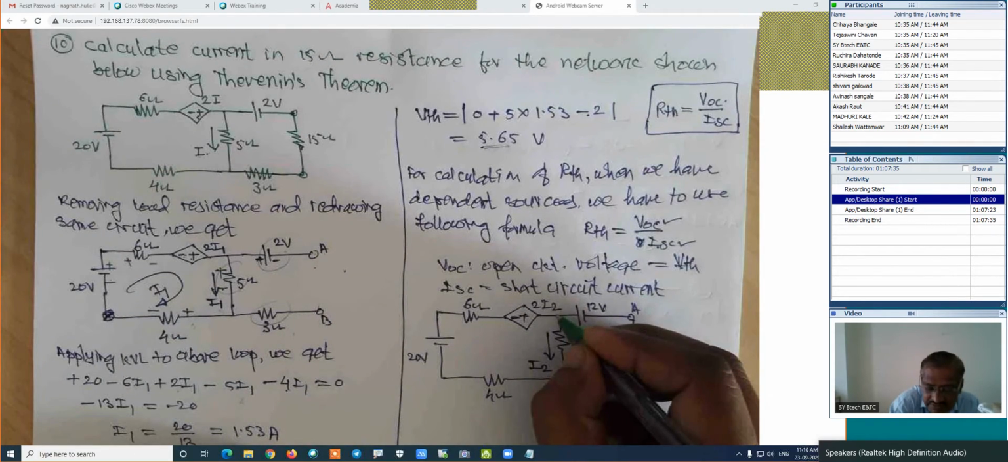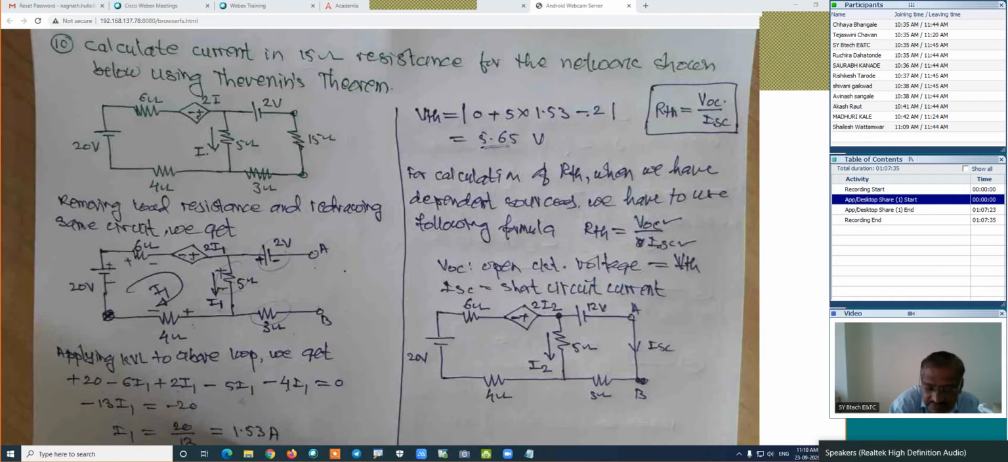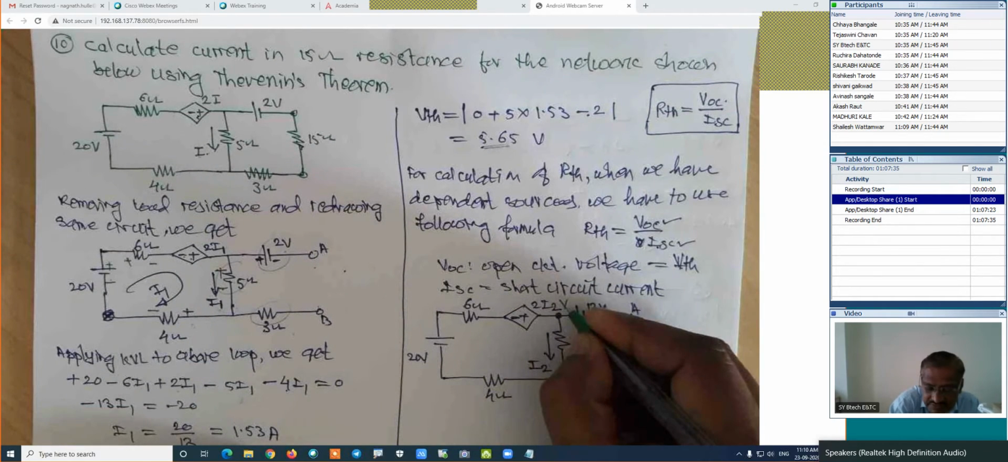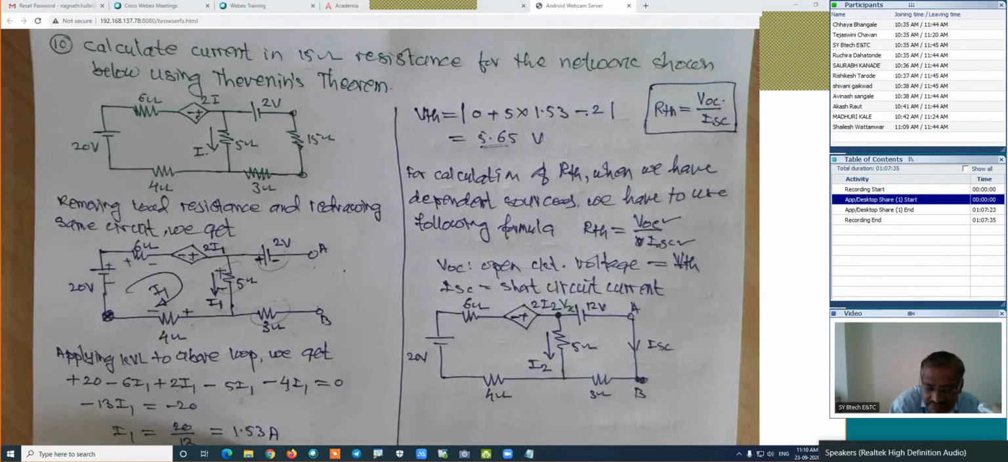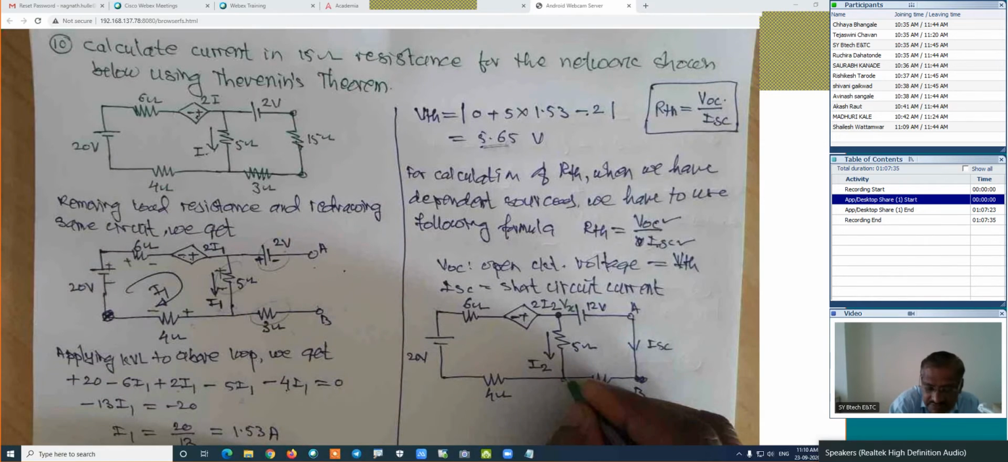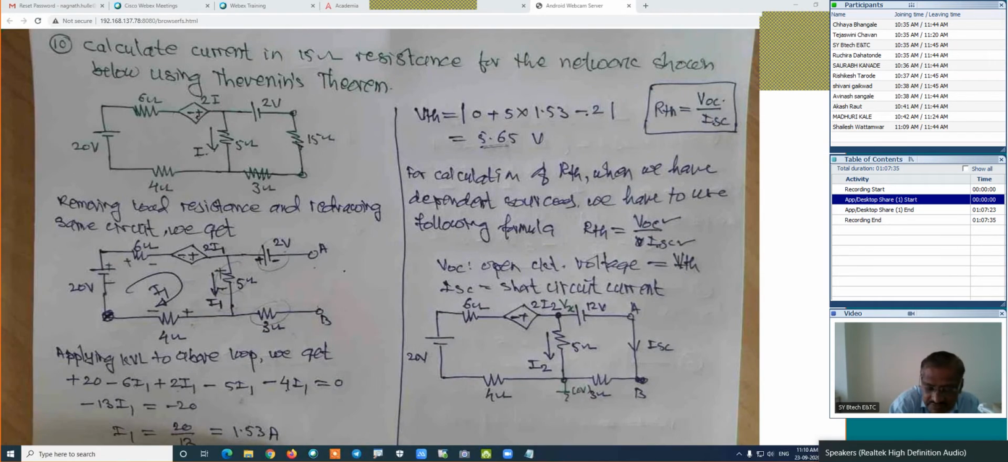In this case, if we are using the nodal analysis method, I will assume this node as X and its potential is Vx. This is the ground node, its potential is 0 volt. You can use any method. मैं यहाँ पे nodal analysis use कर रहा हूँ. आप कोई भी method use कर सकते हैं.